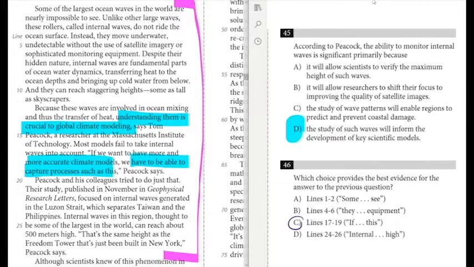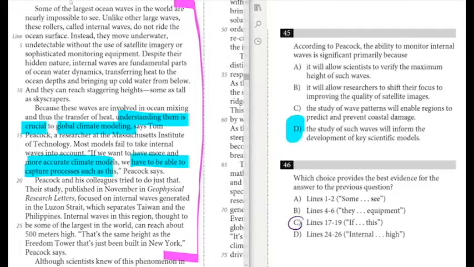The study of such waves will inform the development of key scientific models. So when we found that answer, we looked at quotes in lines 13 to 19. And so we can go ahead and pick C, lines 17 to 19.